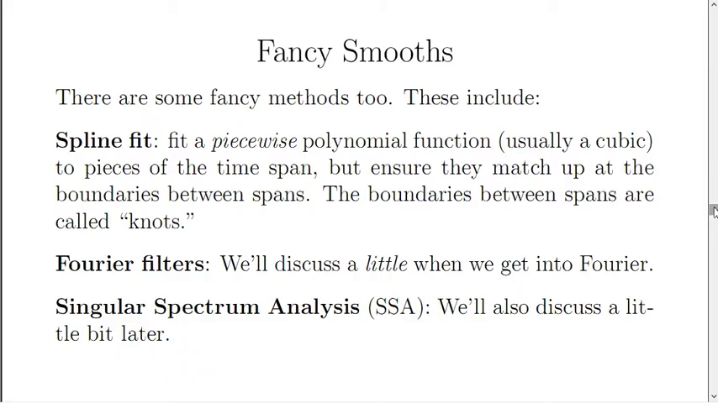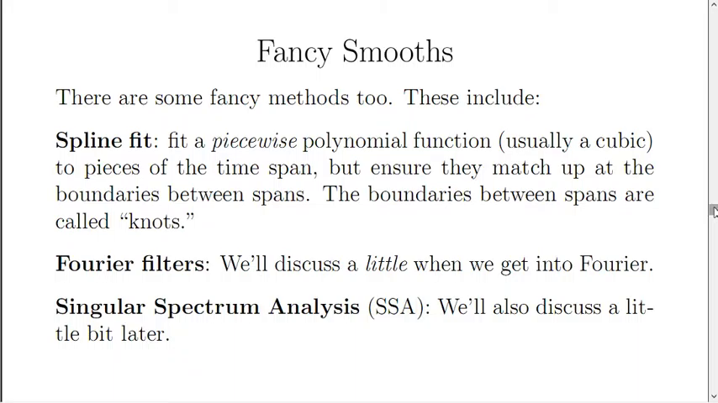There are also a bunch of fancy smooths, some really fancy sophisticated methods. These include a spline fit. In a spline fit, we fit a piecewise polynomial function, usually a piecewise cubic function, to time slices of the data. But where the time slices meet at those borders, the boundaries between spans, we ensure that the spline fit will match up nicely. The boundaries between spans are called knots. There are also quite a few Fourier filters. We'll discuss those a little bit when we get into Fourier analysis. And there's something very sophisticated called singular spectrum analysis. We'll discuss that a little bit later as well.